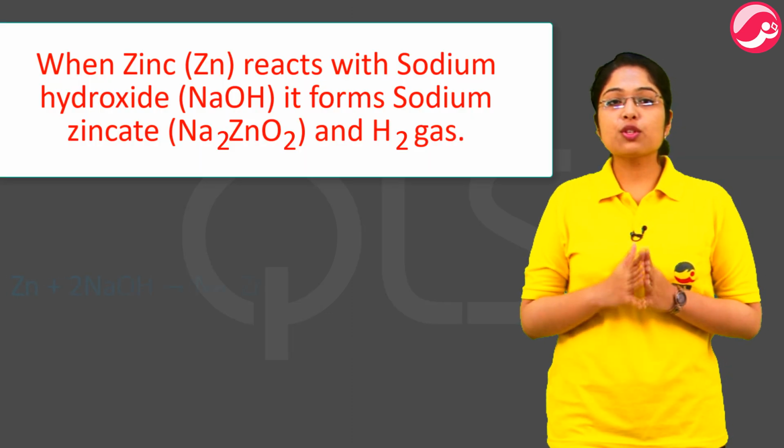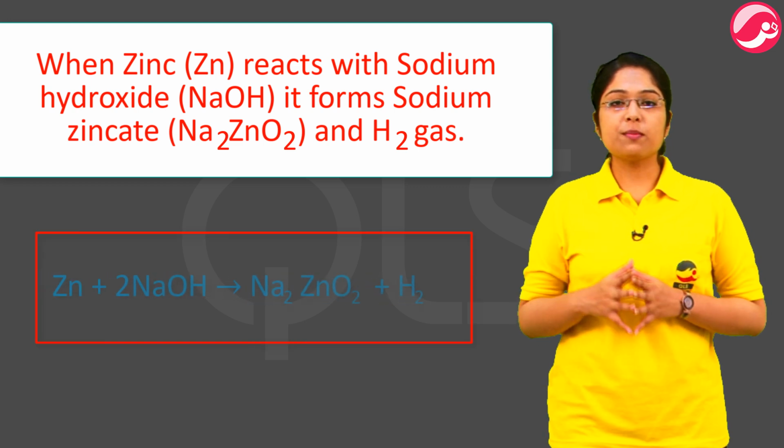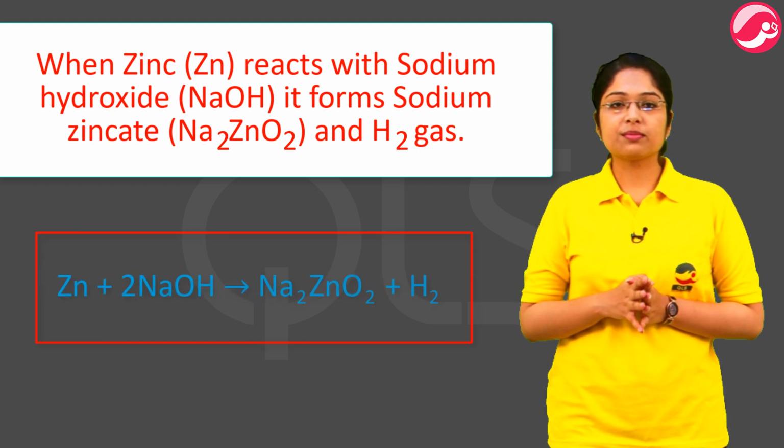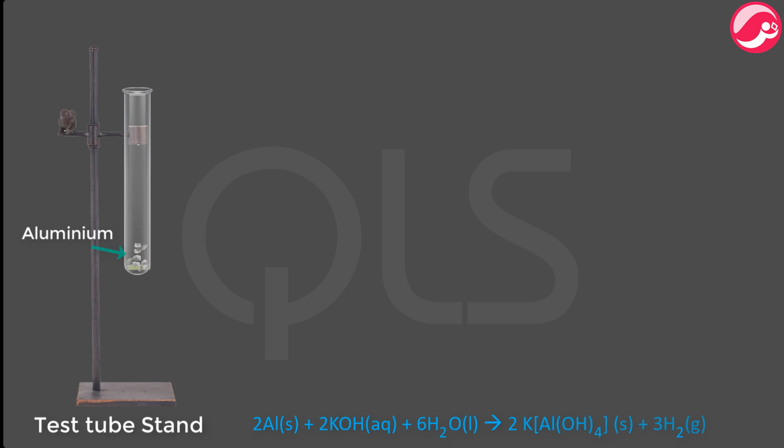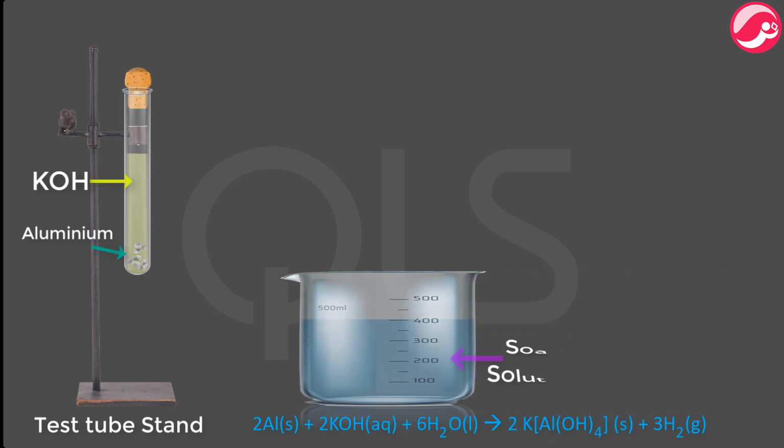When zinc reacts with sodium hydroxide, it forms sodium zincate and hydrogen gas. Similarly, when aluminium reacts with potassium hydroxide, it releases hydrogen gas and will form a complex coordinate compound by combining all the remaining molecules. We will study about the coordinate compounds in higher classes.